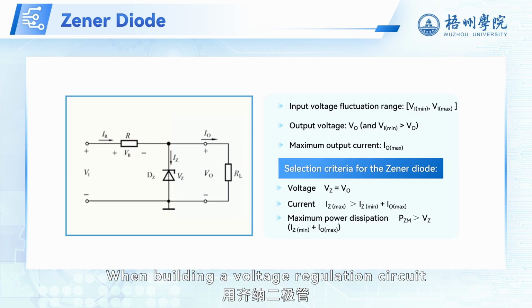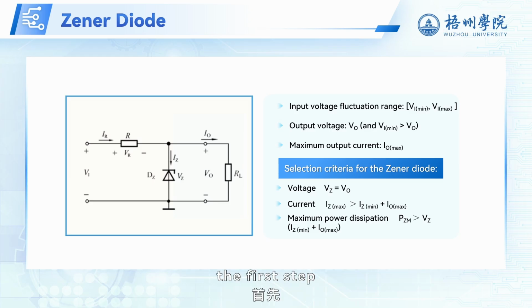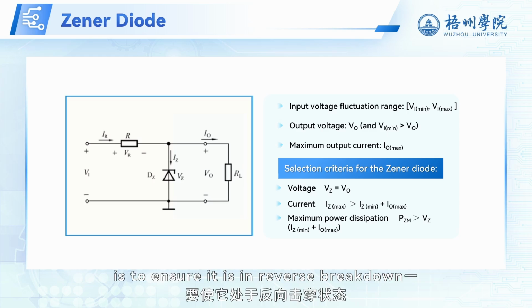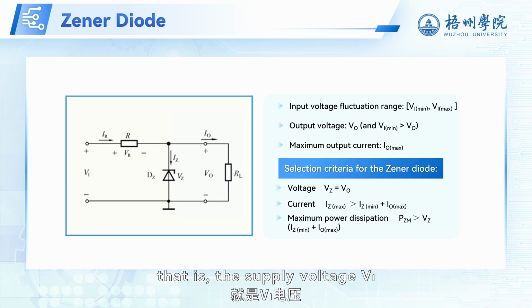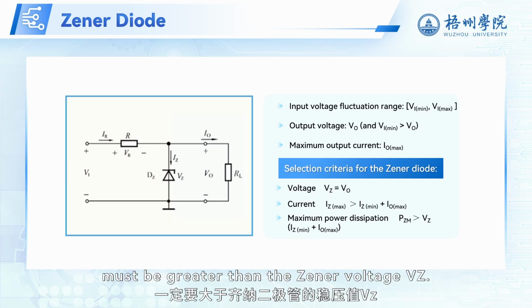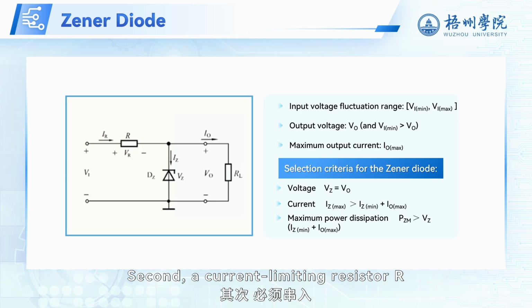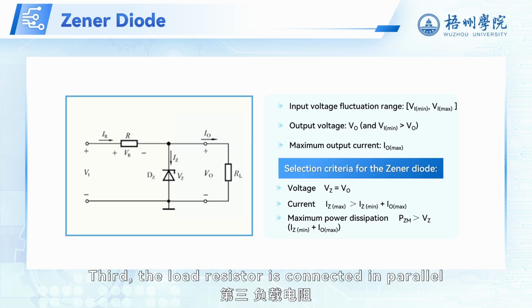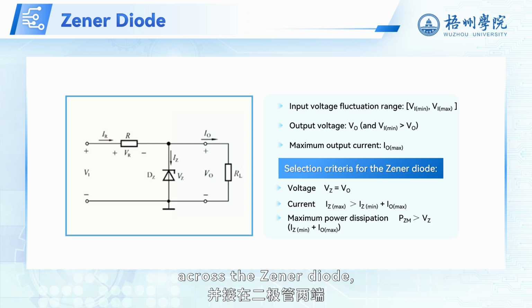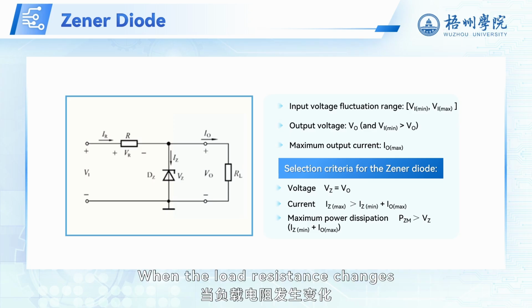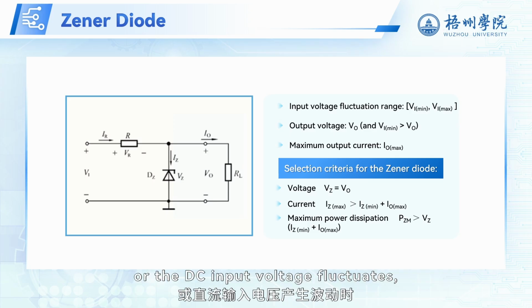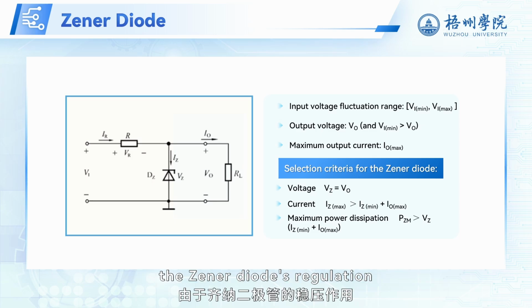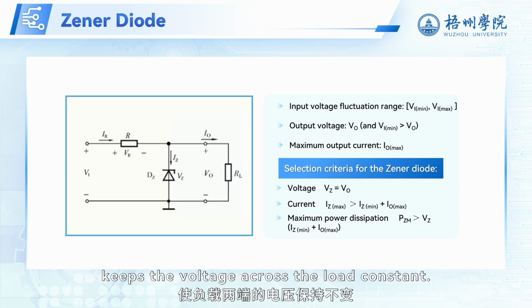When building a voltage regulation circuit using a Zener diode, the first step is to ensure it is in reverse breakdown. That is, the supply voltage Vi must be greater than the Zener voltage Vz. Second, a current limiting resistor R must be connected in series to limit the current through the diode within the allowable range. Third, the load resistor is connected in parallel across the Zener diode, so the voltage across the load equals the Zener voltage. When the load resistance changes or the DC input voltage fluctuates, the Zener diode's regulation keeps the voltage across the load constant.